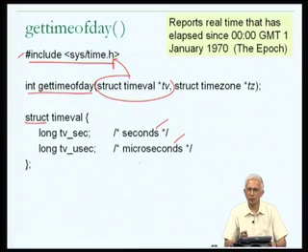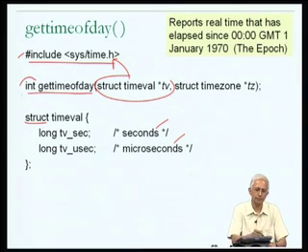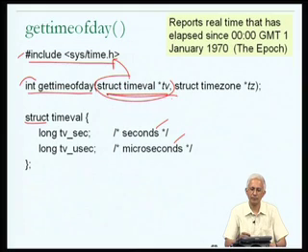In order to use it, we have to know what the meaning of the value that it returns is, and this information I am giving you in that yellow block up at the top. So, what get time of day reports, or what it returns as its return value in the struct time val parameter, is the real time that has elapsed since 0000 Greenwich Mean Time on the 1st of January 1970.